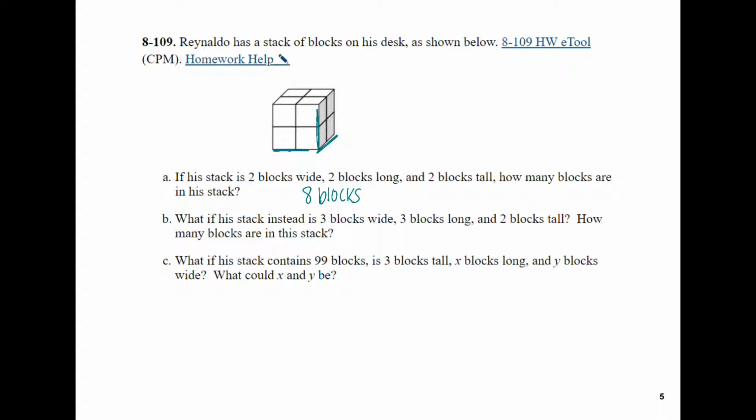What if his stack instead is 3 blocks wide, 3 blocks long, and 2 blocks tall? So if we extend 1 additional block long, 1 additional block wide, and leave our height the same, how many blocks would we have? Well, looking at our picture, this would leave me 9 blocks on top, which the bottom should have 9 blocks below it, which would be 18 blocks.